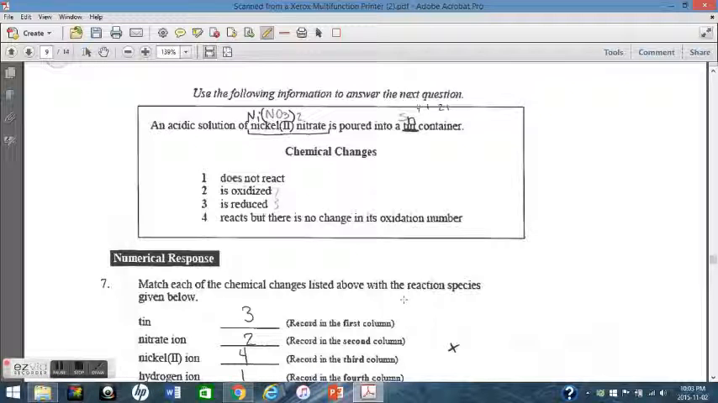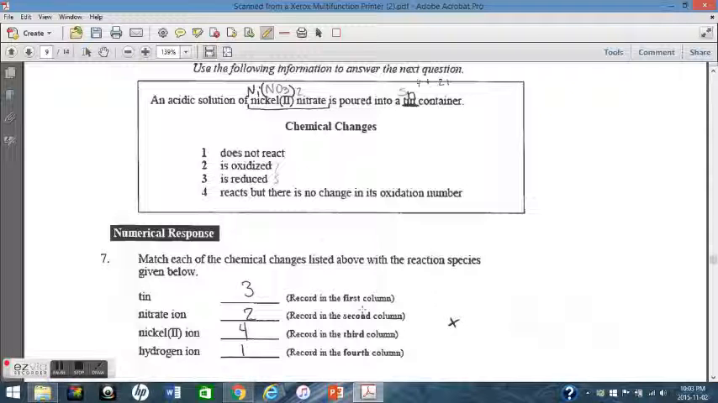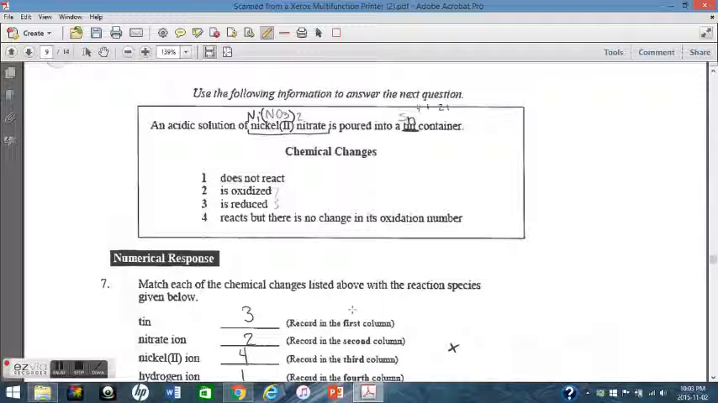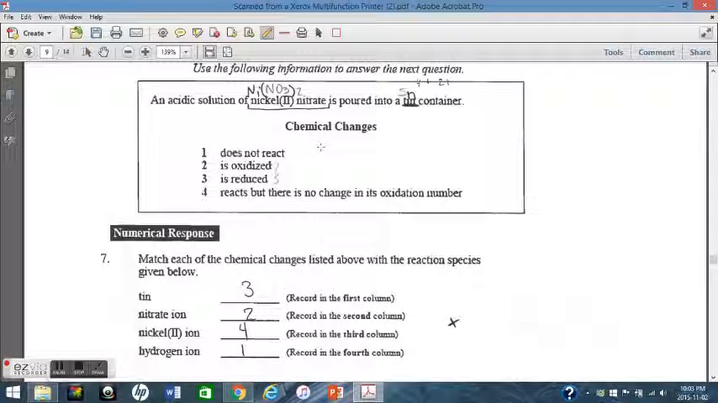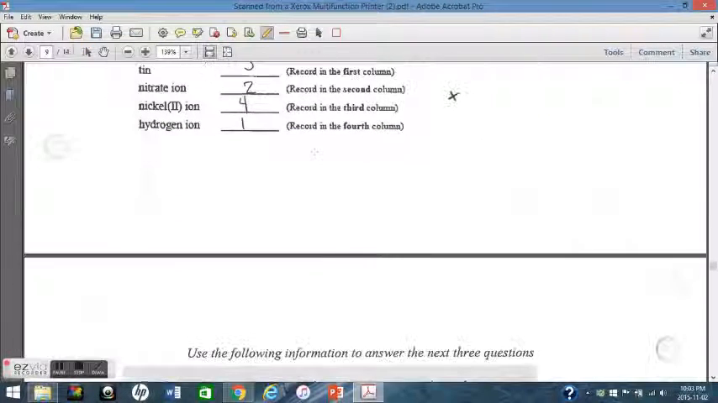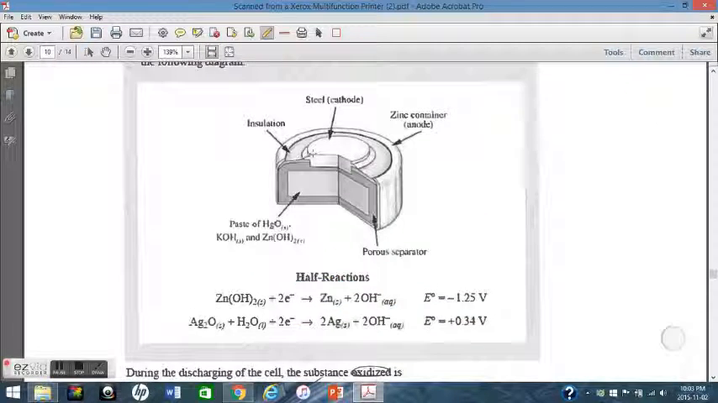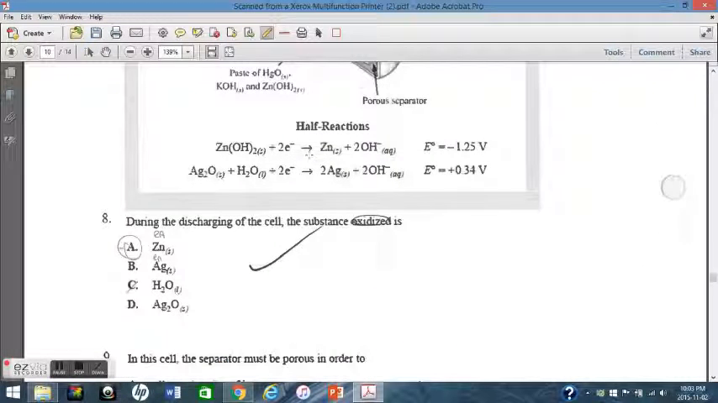Okay, so again, this one here. Here you want to look at, again, just your definitions of being oxidized is different than being an oxidizing agent. What I will say in this particular one is write out the reaction equation. So we've got acidic solution of nickel 2 nitrate. Identify your oxidizing agent and reducing agents. I'll leave it there.